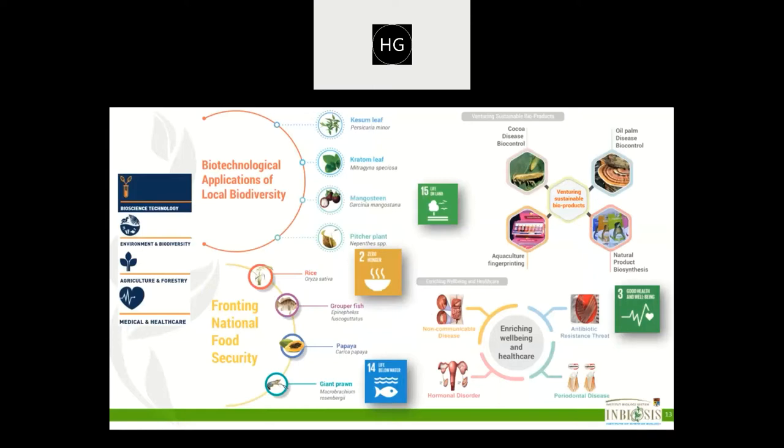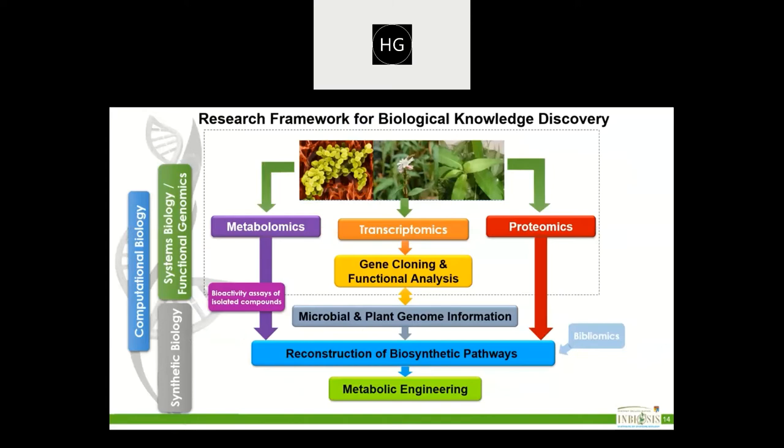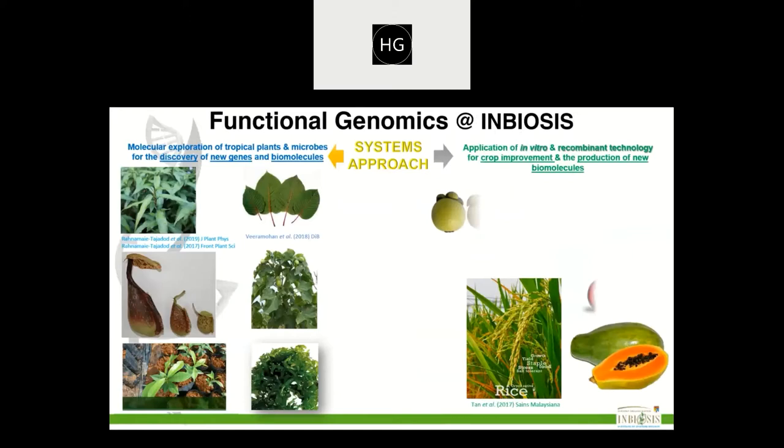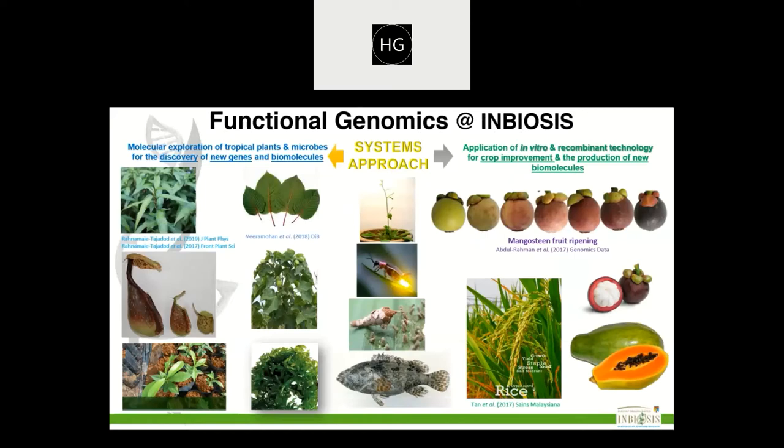And this is under two different research clusters at UKM. So the research framework that we use spans across system and synthetic biology with the integration through computational biology from different omics towards the understanding of the whole system, leading towards the bioengineering or metabolic engineering. Okay, so there are various plants that we work on for the biomolecular discovery and also for the crop improvement, as well as other interesting organisms, like aquatic, like this grouper diseases, and also this pest of oil palm. So these are the various kinds of organisms we work on at INBIOSIS.